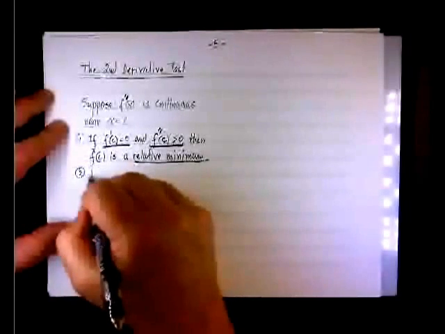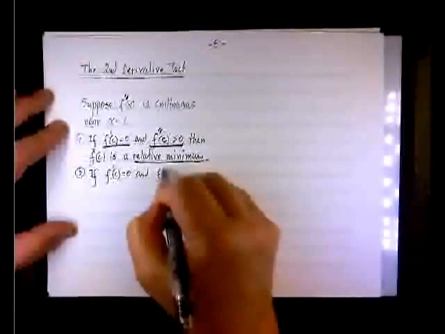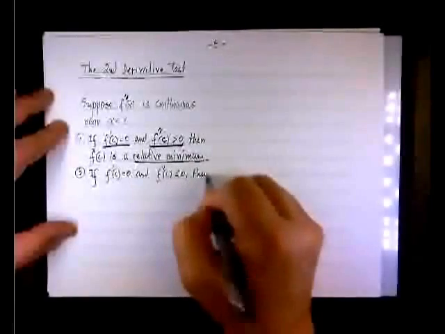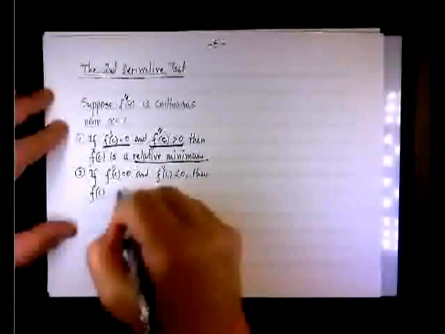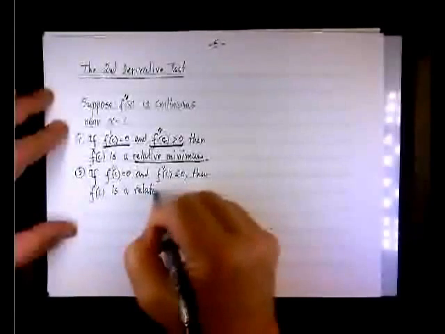Two, here's another if statement. If f prime of c equals 0 and, you can guess, f double prime of c is negative, then f of c is a relative maximum.